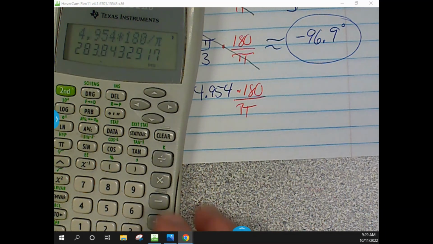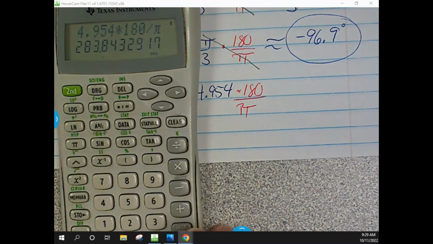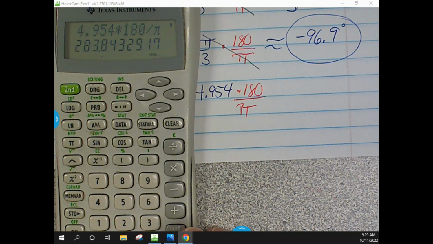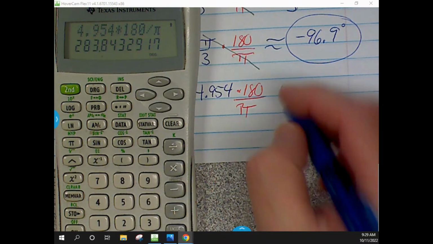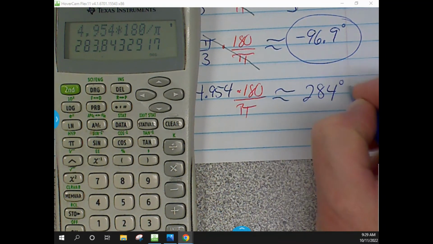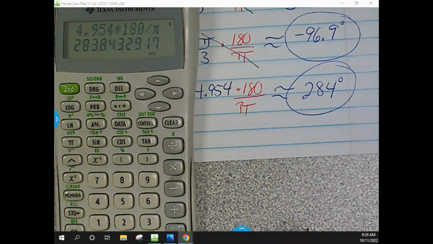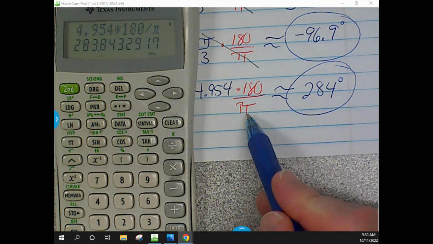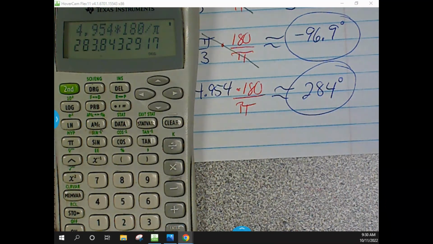And that comes out to be 283.8 for this. May be one where, again, they may tell you to round it off to the nearest whole number. So it's about 284 degrees. But again, they'll specify tenths, hundredths, thousandths, whole number. They'll tell you what to round this thing off to, and they'll tell you whether to use pi or whether to use 3.14, because it does make a small difference in those numbers.